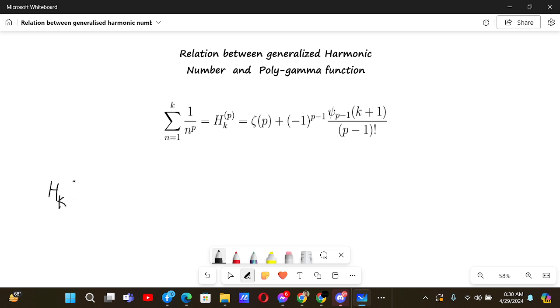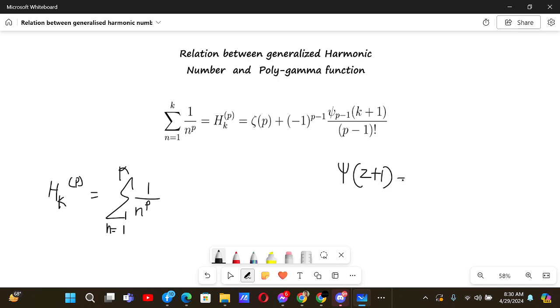The kth harmonic number of order p is defined as the sum from n equals 1 to k of 1 by n to the power p. So basically all of these terms are raised to the power of p in the denominator. And if it's up to infinity, this actually becomes Riemann zeta of p. Okay, now fine.